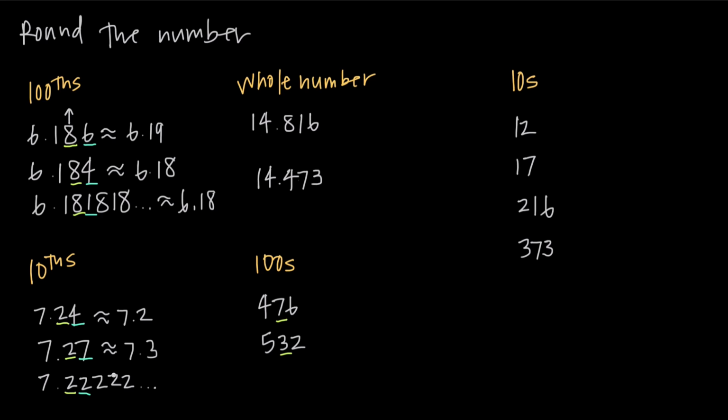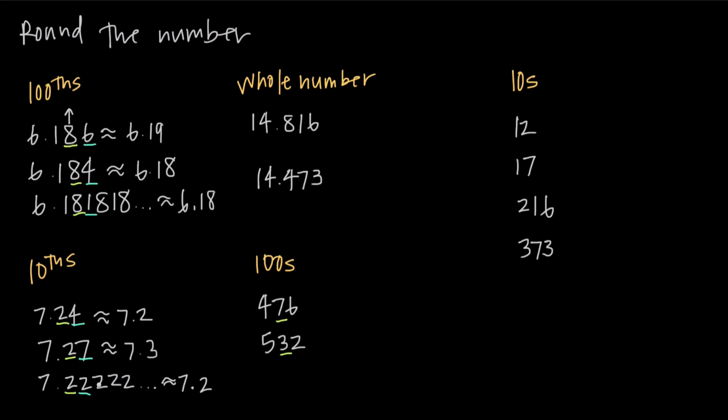And we can do this with repeating decimals. We have 7.22222 on forever. We want to round to the tenths place, which we've identified here. We look to the number that's directly to the right, that's a 2. Because that's less than 5, we round down, and the tenths place stays what it is, which is a 2 right now, so we get approximately 7.2.